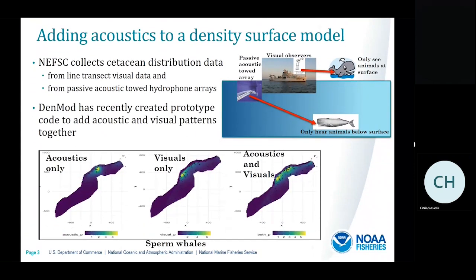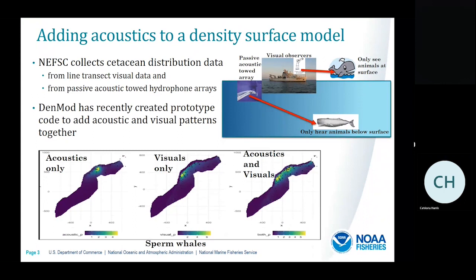So we also heard a lot about acoustics. This has been a big issue for us at the Northeast Fisheries Science Center. We have a big and impressive growing database of acoustic data. We also specifically collect some of that data simultaneously with our shipboard survey. So we tow a hydrophone behind the ship as the visual observers are observing at the same time. So this is a really great opportunity to be able to observe both environments. But it comes with the challenge of trying to develop statistical tools to model these data.